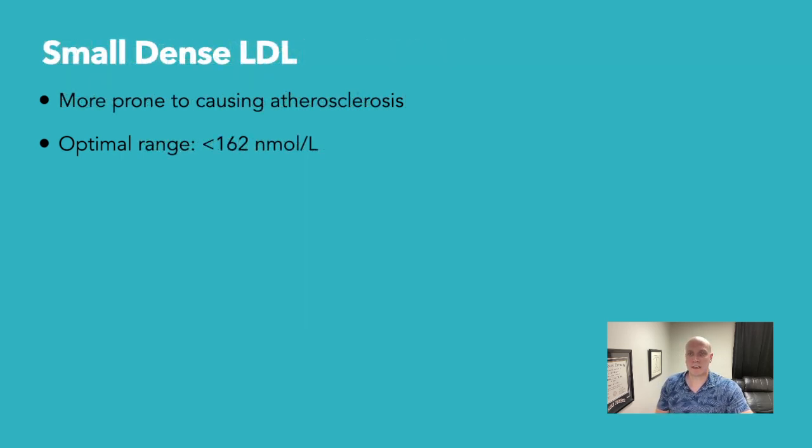The second test to look for is the ApoB, but small dense LDL is the third best. So small dense LDL is letting us know if you're more prone to causing atherosclerosis. So the optimal level for a small dense LDL is less than 162.